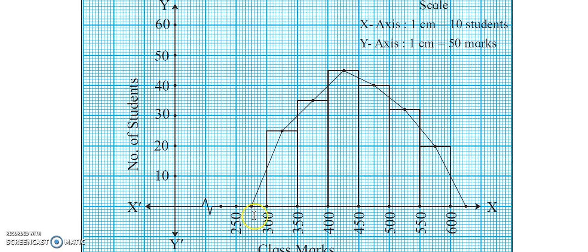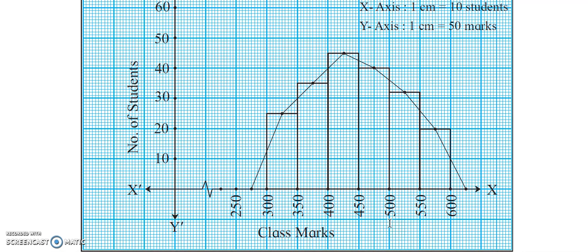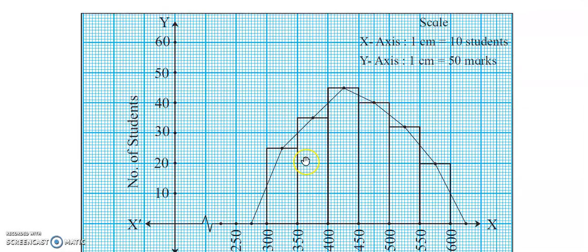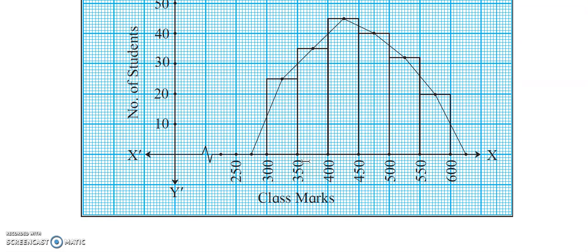And before that, the first frequency is 0, and then after plotting these points and joining them with the scale, you will get the histogram as well as the frequency polygon with the help of the histogram. Before that, you must mention the names of the axes: class mark on the x-axis, and number of students on the y-axis. If we plot this graph, we will get full credit. Now we'll see the next example.